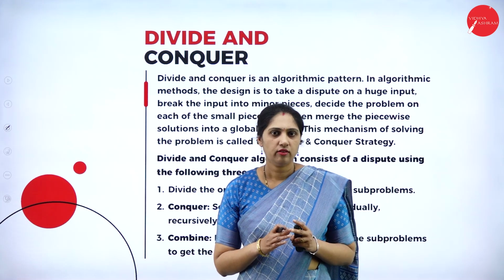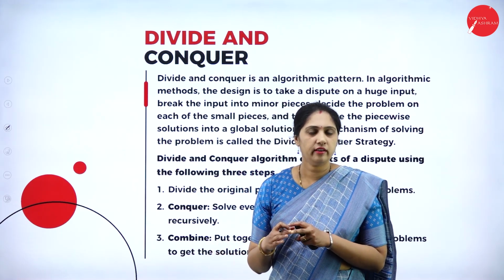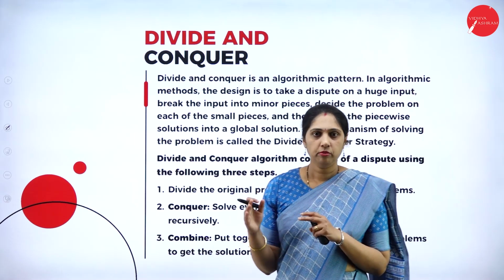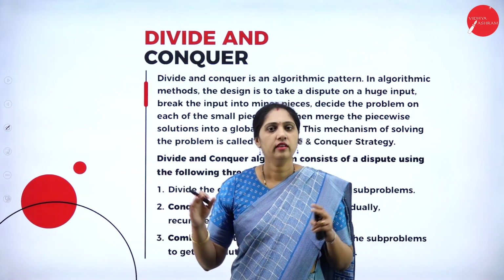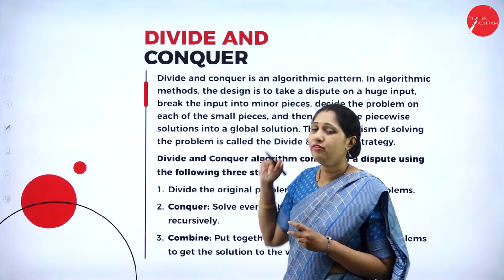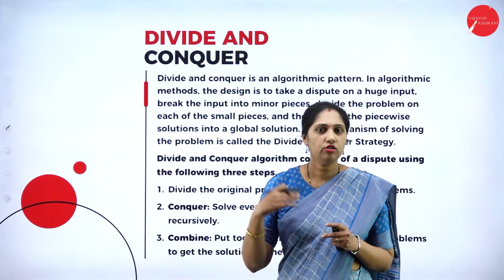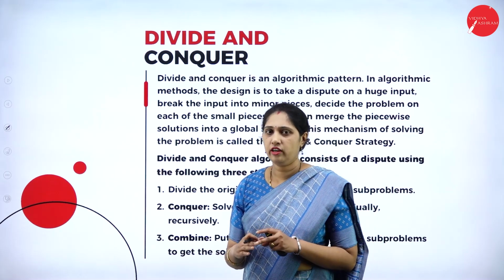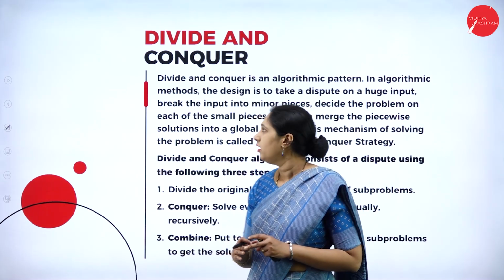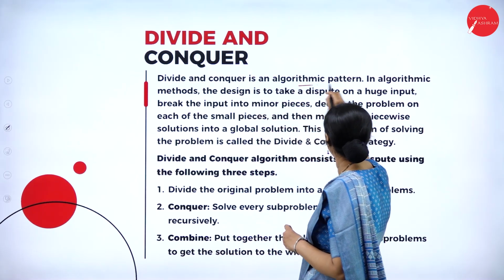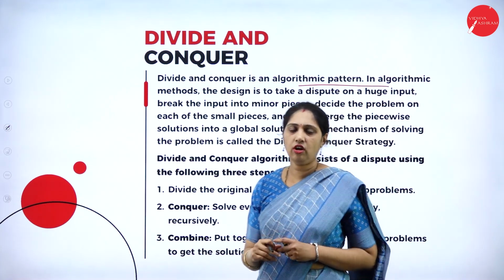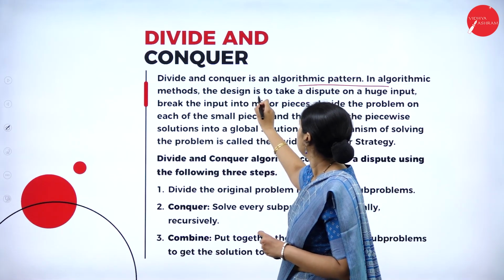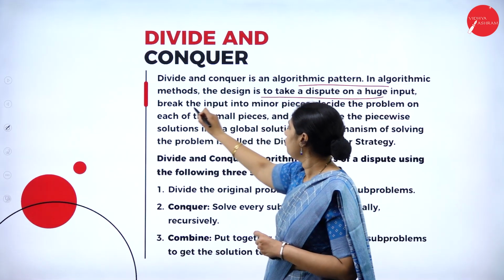See, we are reducing the problem. First we divide, then the subproblems will be there. We have to solve them, then combine. So, divide and conquer, combine to get the solution to the original problem. So, what exactly is divide and conquer? What's the difference? Divide and conquer is an algorithm pattern. Even decrease and conquer is also an algorithm pattern, right?